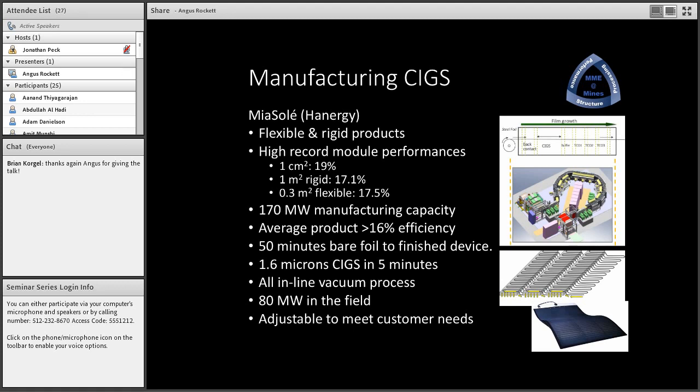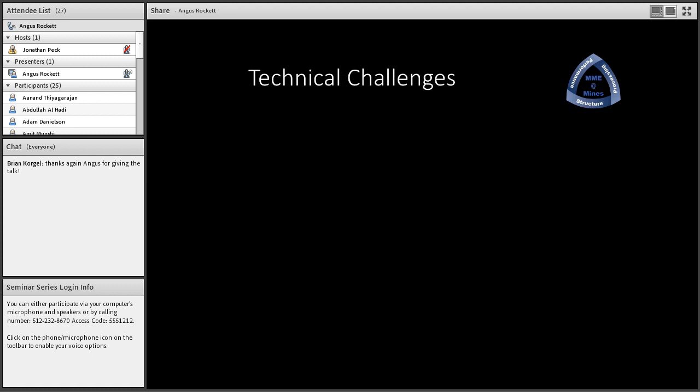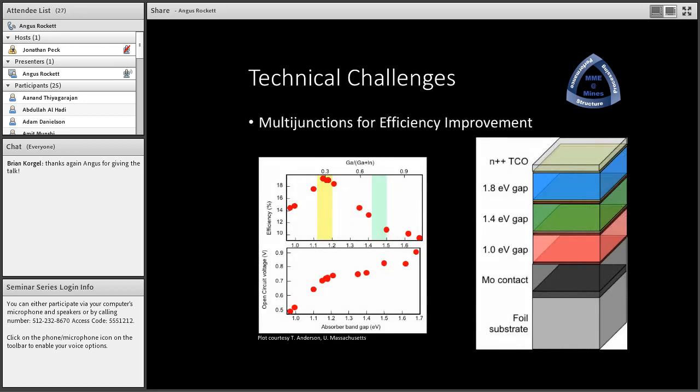It's an all-inline vacuum process, so that's attractive. And they have about 80 megawatts in the field. One of the things that's attractive about it is that because they make individual stainless steel cells, they can make tailored products for individual customers if they need to. So now let's turn for a few minutes to technical challenges that remain.